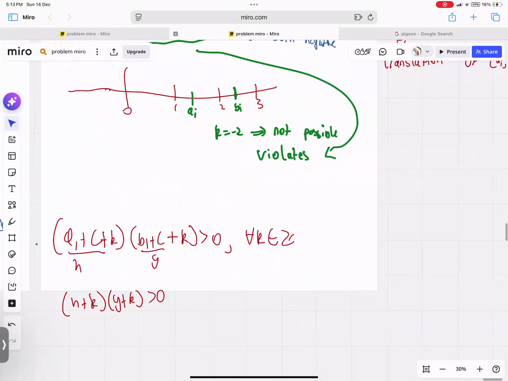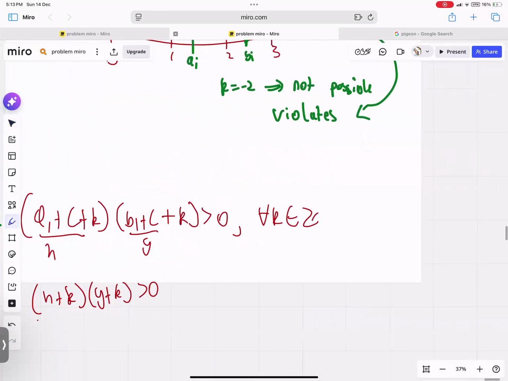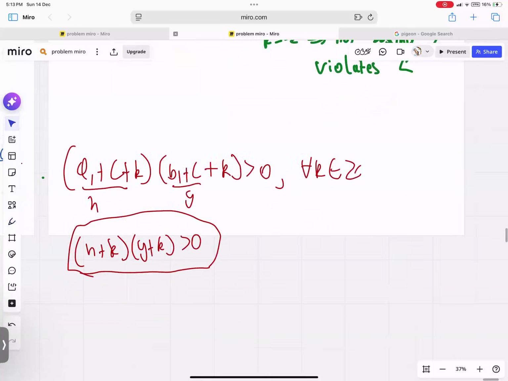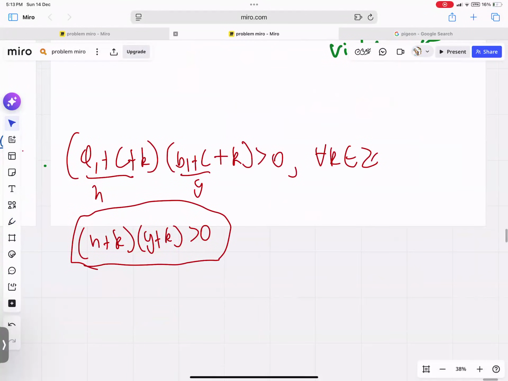Okay, so back to the problem. X plus k times y plus k is at least 0 for all integers k. Do you all get why this means there is no integer between x and y? Yes. Okay, nice. Is this clear with everyone? Sorry, what did you say?